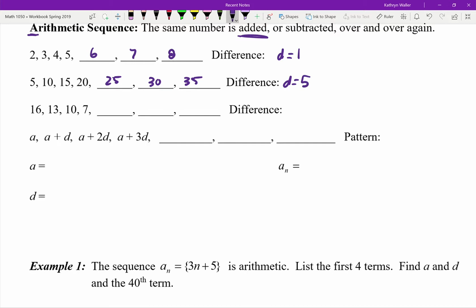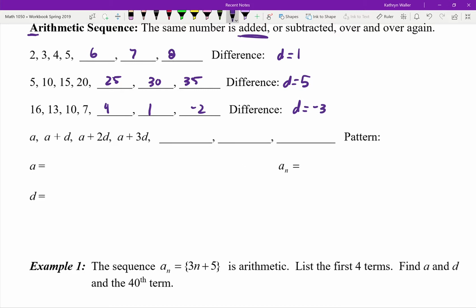Okay, this one they're getting smaller. So 16 to 13, 13 to 10, 10 to 7, 7 to, what's the next one going to be? 4, and then it's going to be 1, and then it's going to be -2, and that's okay if they're negative. So on this one, sometimes the D's are negative. If the numbers are getting smaller, then it's a negative. It's like subtracting. So what are we subtracting every time? 3, yeah. So your D is -3.